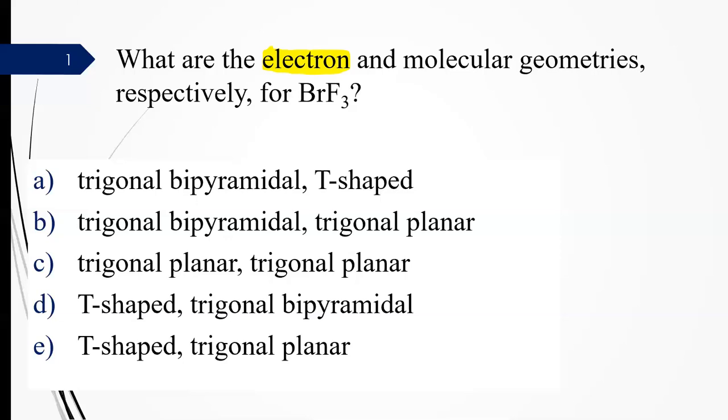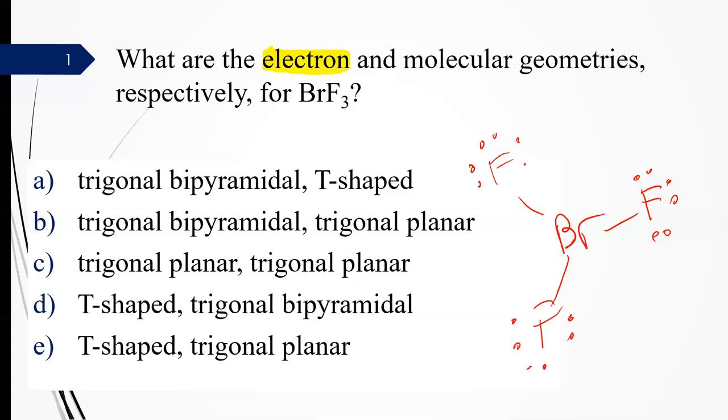So for BrF3, when we look at this, there should be a bromine in the middle, and F, F, and F. We should have 1, 2, 3, 4, 5, 6 on each fluorine. And then we should still have leftover: 2, 4, 6, 8, 10, 12, 14, 16, 18, 20, 22. We should have a total of 28 electrons, and this is 24 of them, so we should have 2 more here.